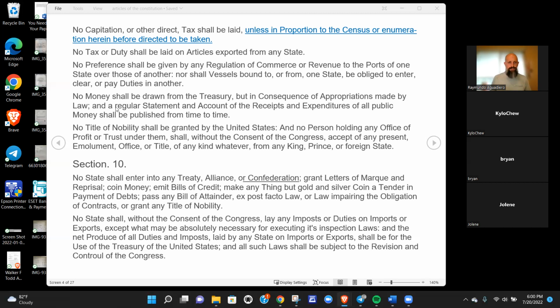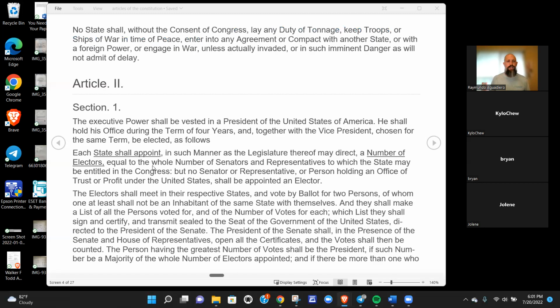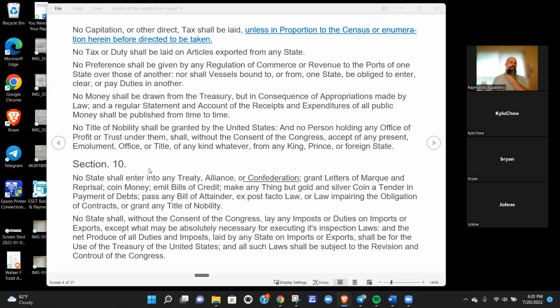Okay, section 10. So again, we're still in the first article. There are 10 sections to the first article. This is just outlining Congress.